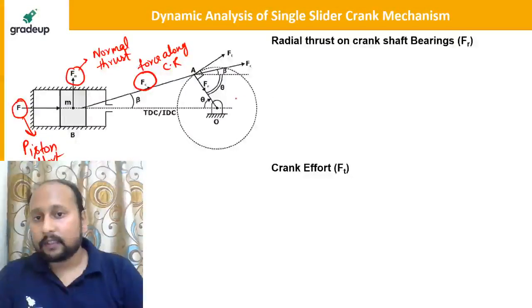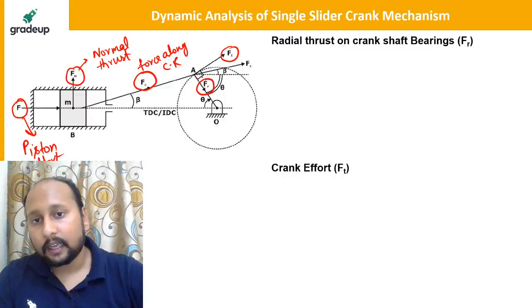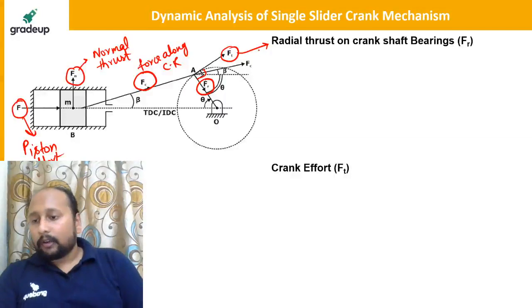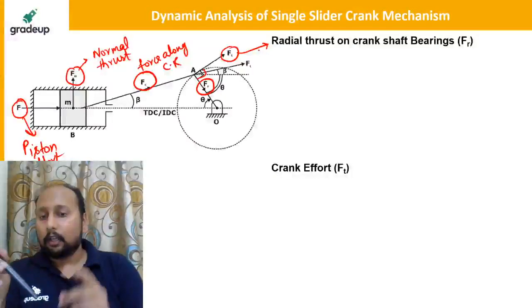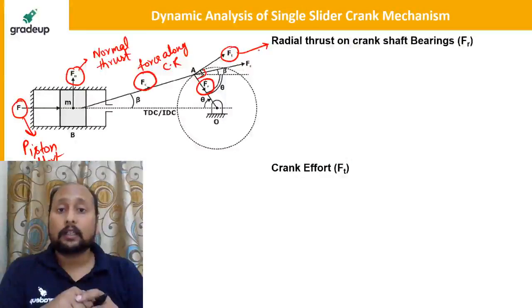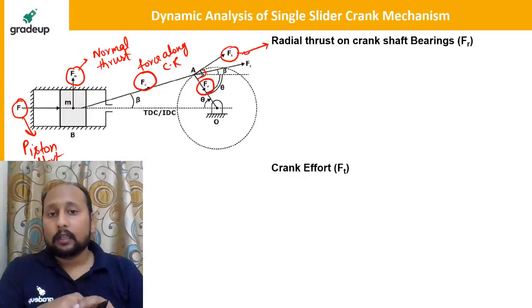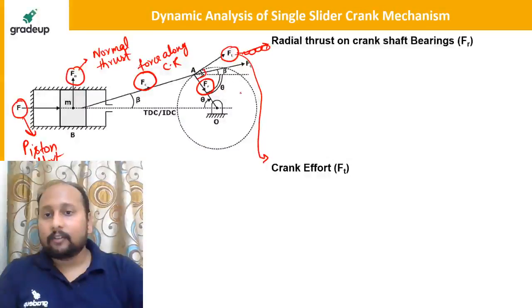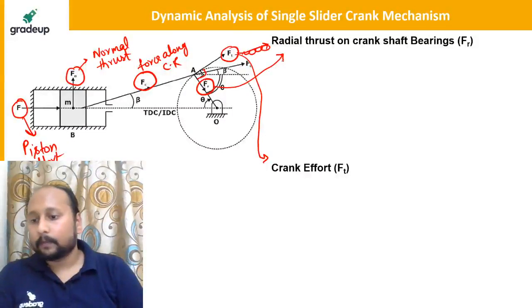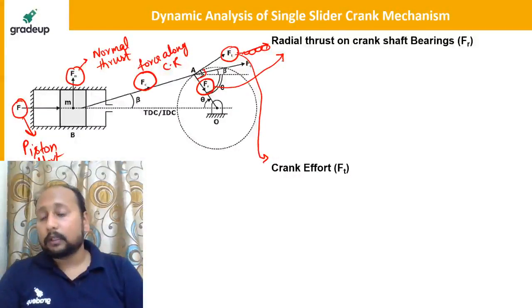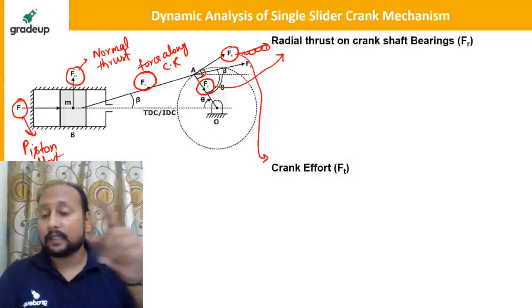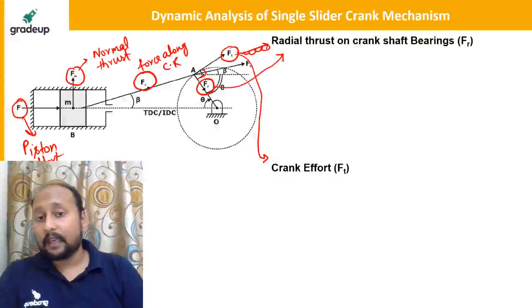Now if I talk about the crank, on the crank we have two forces. This is your radial force Fr, and Ft is perpendicular to this. This is your radial thrust force. Now tell me, which force will be responsible for the torque, or the circular motion of the crank? Will it be the tangential force or the radial force, the crank effort or the radial thrust? Please tell me quickly.